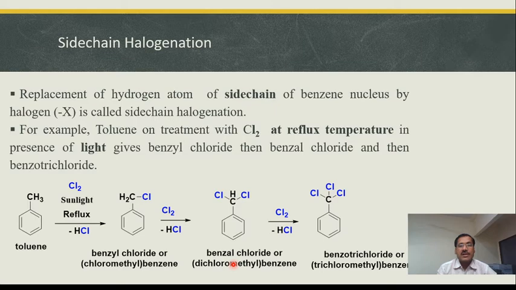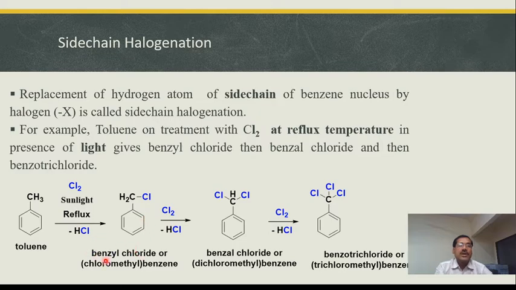Now we will try to understand side chain halogenation in detail. Side chain halogenation is the replacement of hydrogen of a side chain of the benzene nucleus by halogen. So toluene on treatment with chlorine at reflux temperature in the presence of light gives benzyl chloride, then benzal chloride, and subsequently benzotrichloride. This is a representative example of side chain halogenation.